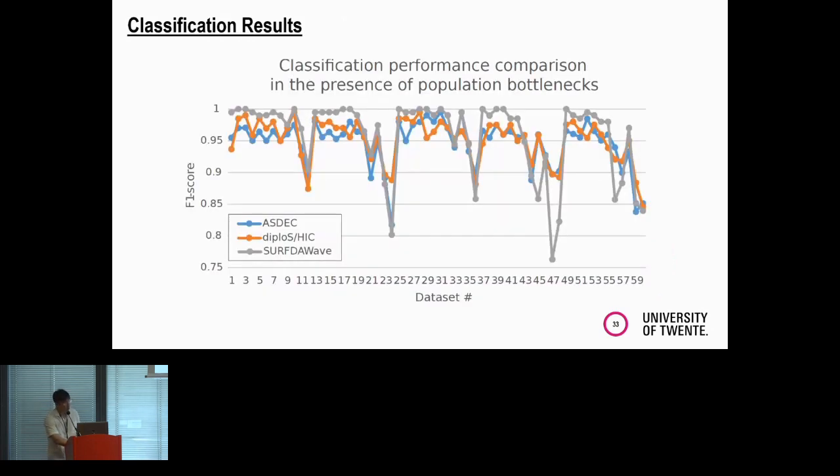And here are the results for classification comparison of SDAC with SWIF(r) and DeepSweep. Here are the results compared in the presence of population bottlenecks. Here we observe that these three tools achieve comparable performance for the population bottlenecks. However, SWIF(r) was confounded by some specific data sets.